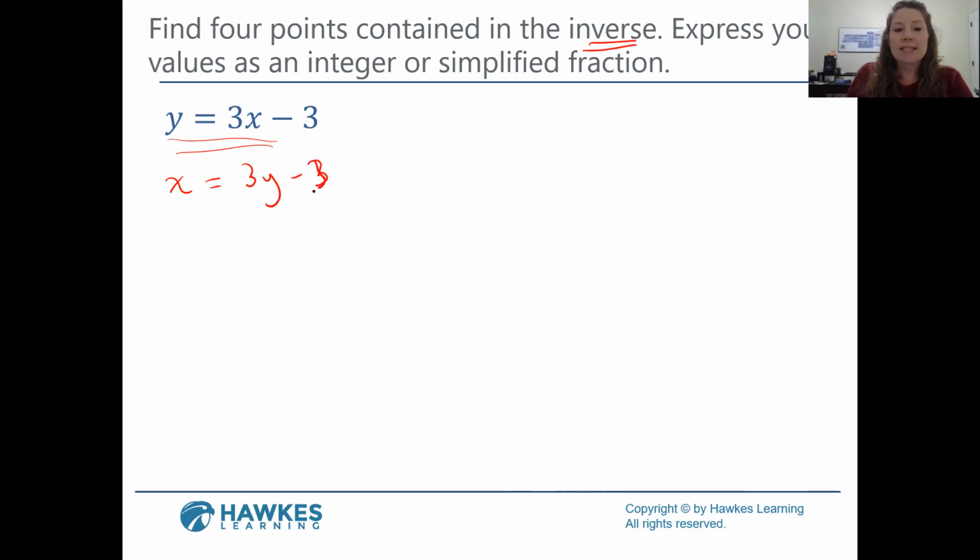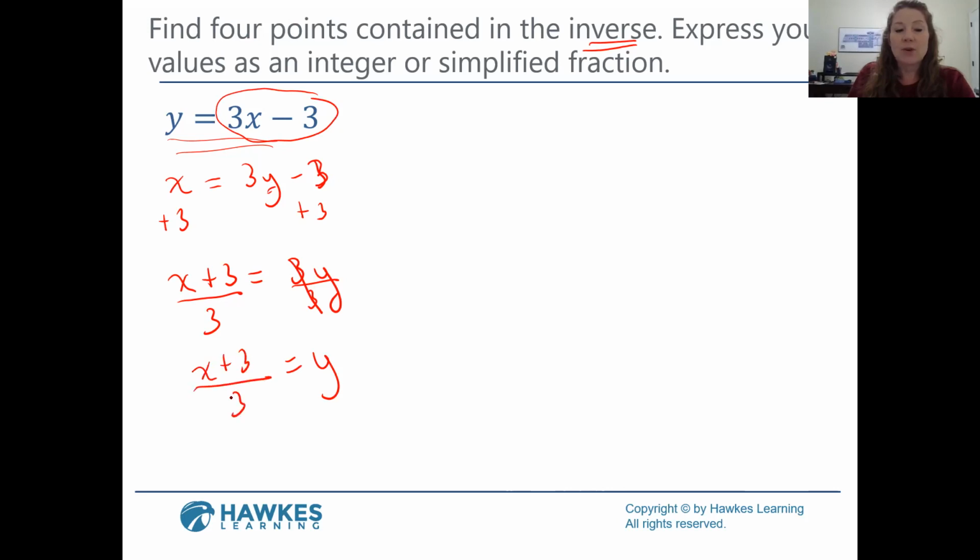And then my next step is to solve for y. So I exchanged x and y first, and now I want y by itself. So the first thing I'm going to do is add 3 to both sides. So I have x plus 3 equals 3y. And then the opposite of times 3 is divided by 3. And this is gone. So the inverse of this is x plus 3, the whole thing divided by 3, and that is the answer.